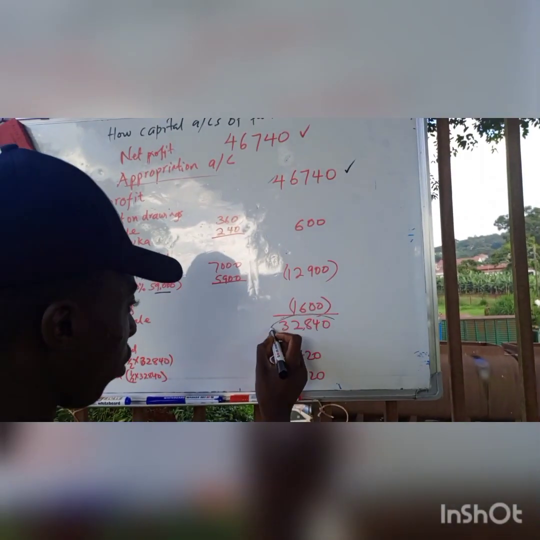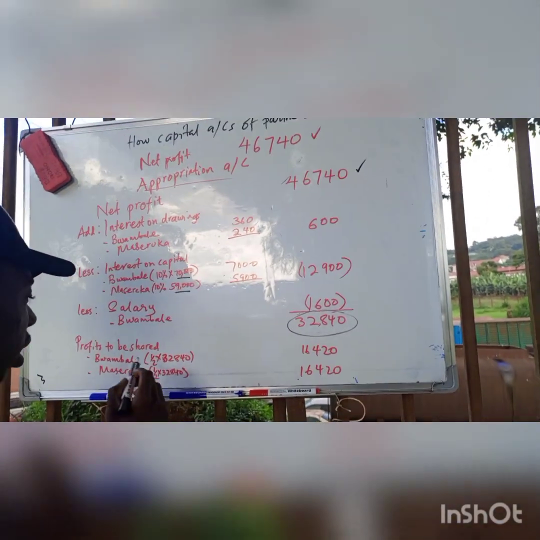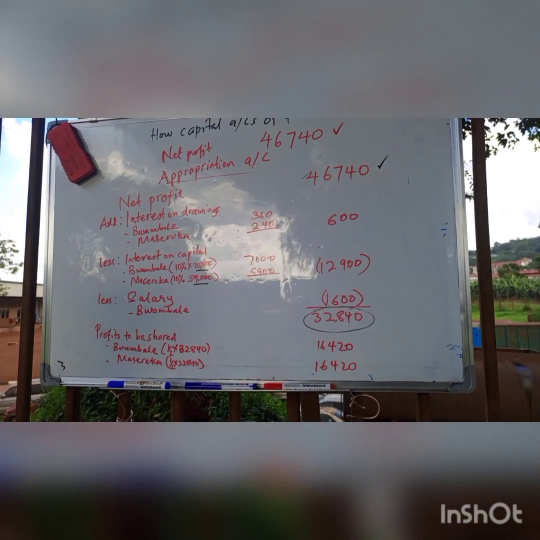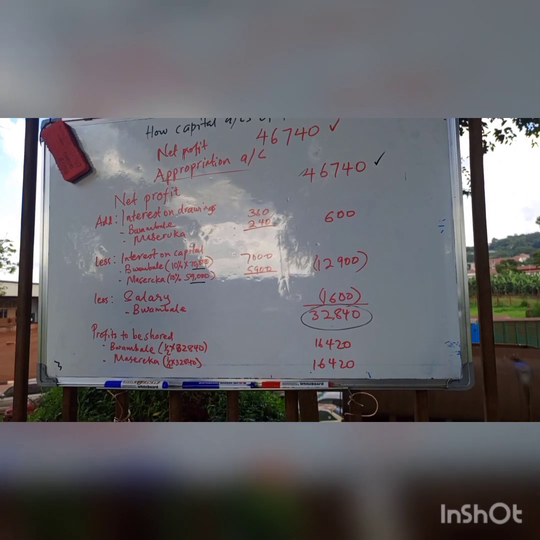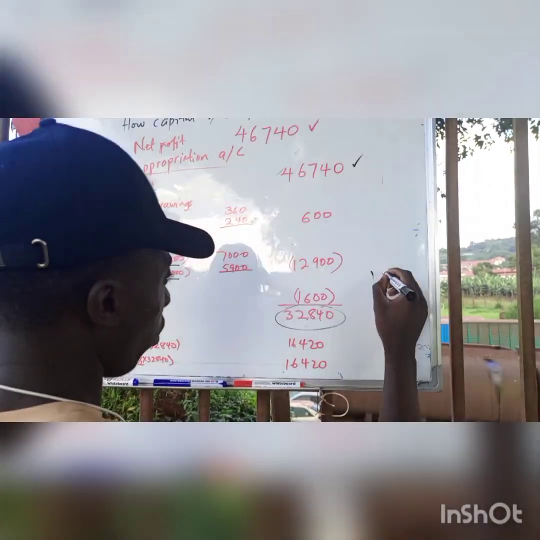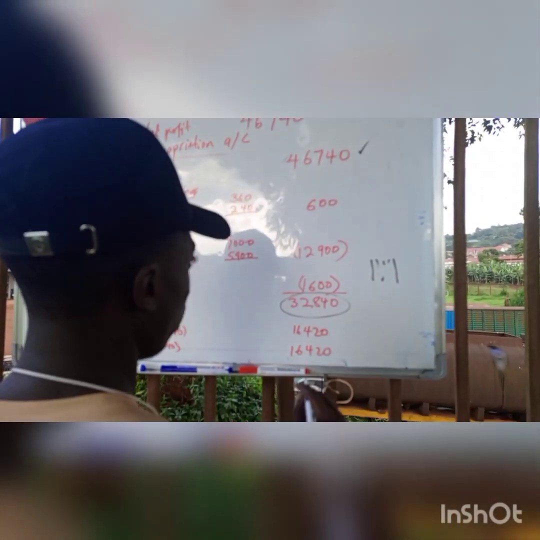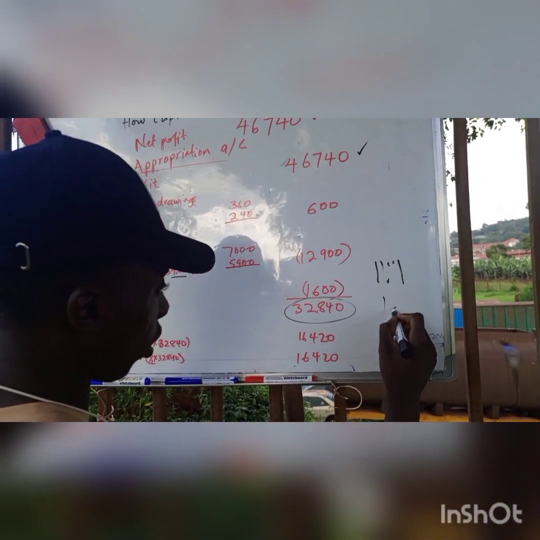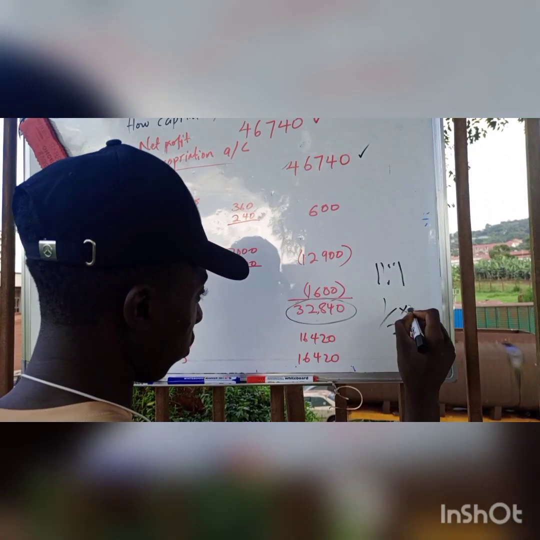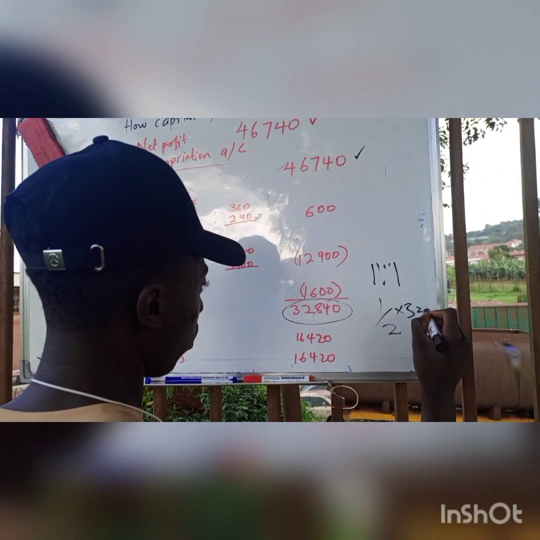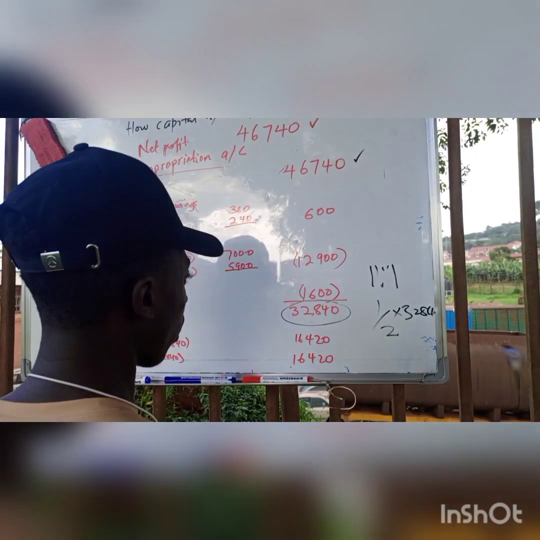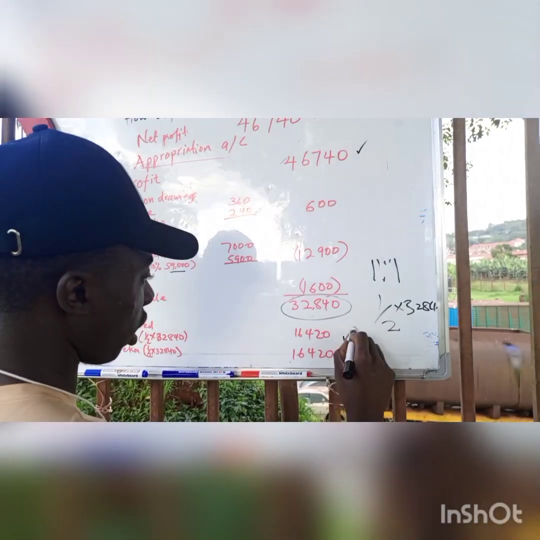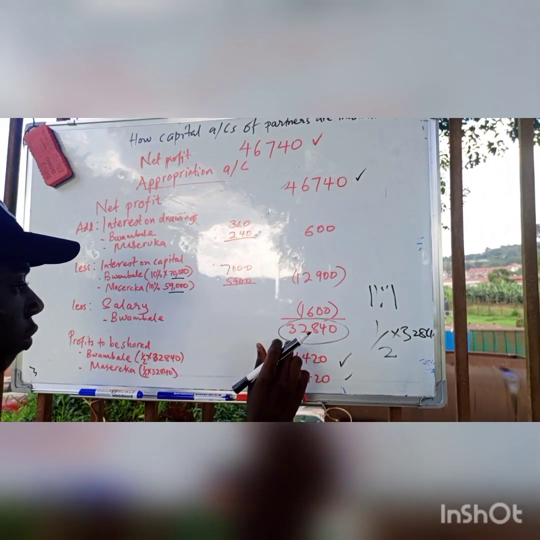Now this figure is what we call profits to be shared, and we are sharing them. This is how we are sharing it. Of course, at the beginning of the question, they said the profits and losses are shared equally. So the ratio is 1 to 1. So it means, of course, if you are to get the profits that Bwambale got, it is 1 out of the total ratio times the profit itself, 32,840. Then also it will be the same because they are sharing profits and losses equally. So it is these two figures. This is the way they are sharing this profit because it is the profit to be shared.